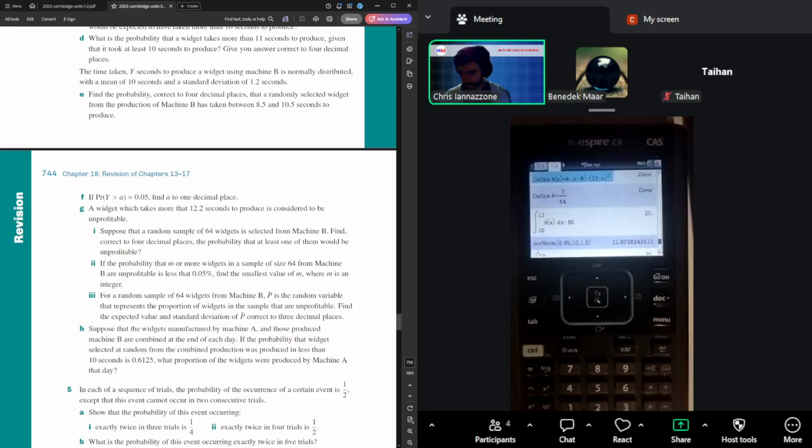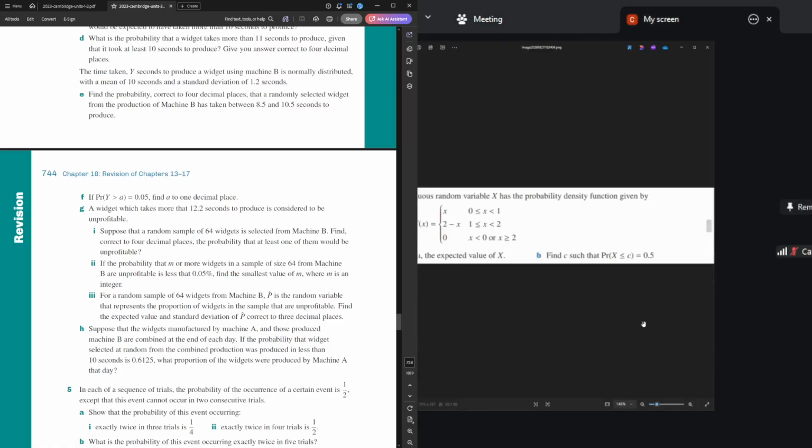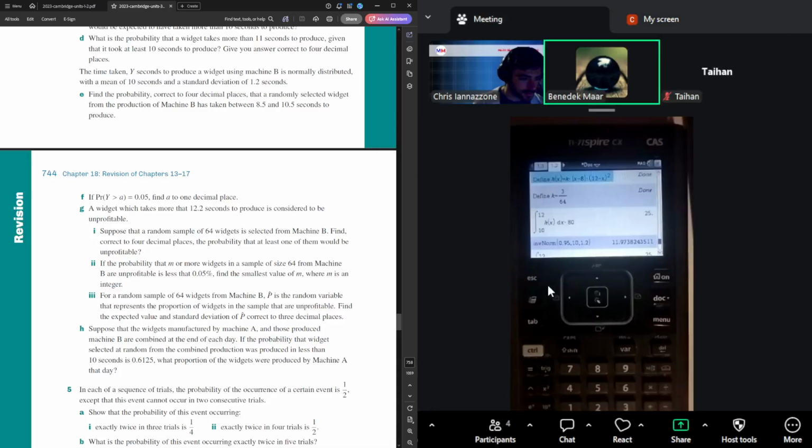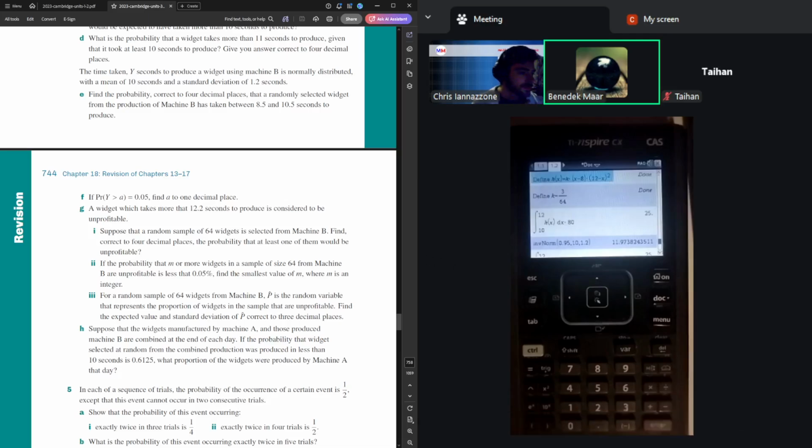Yep, cool. Okay, so what are we looking at? It's a continuous probability question with a genuine piecewise function. Find expected value. Was it A or B? Did you need help with both or just one of them? Just A, because for some reason my CAS is not defining it properly, or I don't know how I'm supposed to define it.